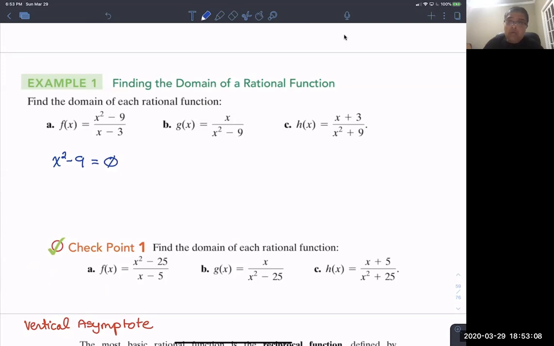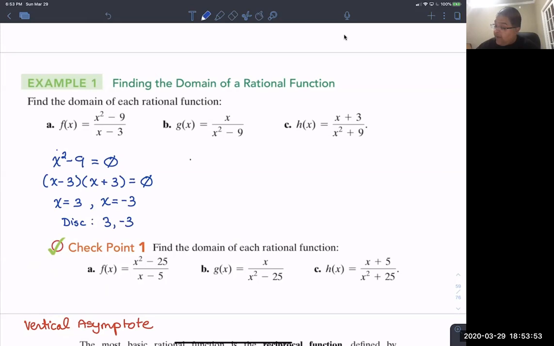Now, how are we going to solve this? Well, remember, this is a difference of squares. First term squared minus the second term squared. So how do we factor a difference of squares? The square root of the first minus the square root of the second, times the square root of the first plus the square root of the second. Okay. So x equals 3, x equals -3 when we set each one of these binomials equal to 0 and solve. So that means x can neither be 3 nor -3. So that means my discontinuities are 3 and -3.